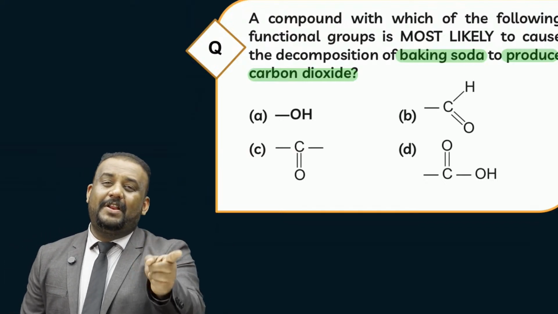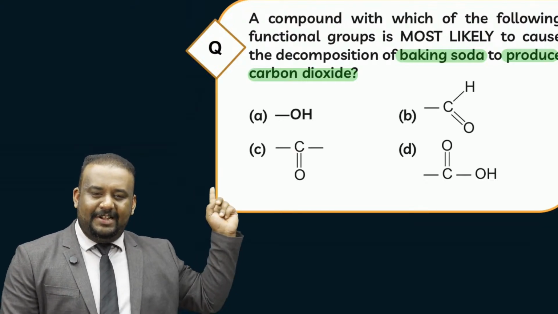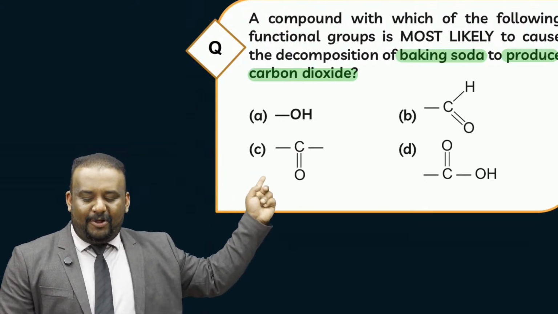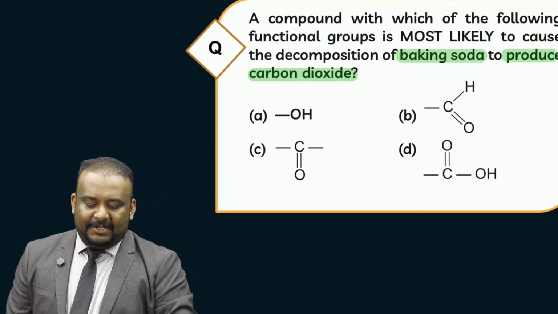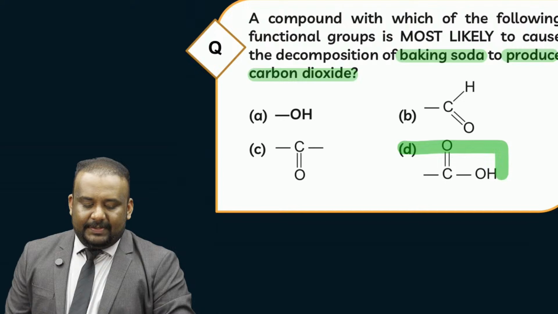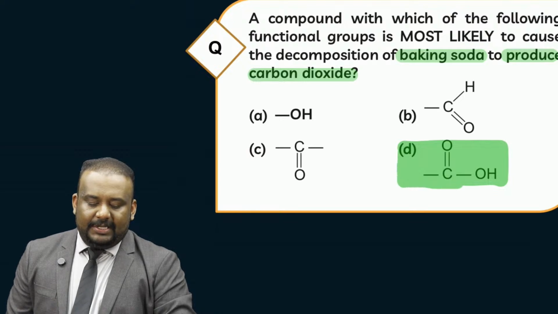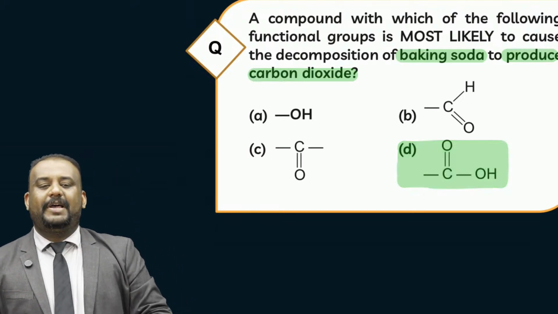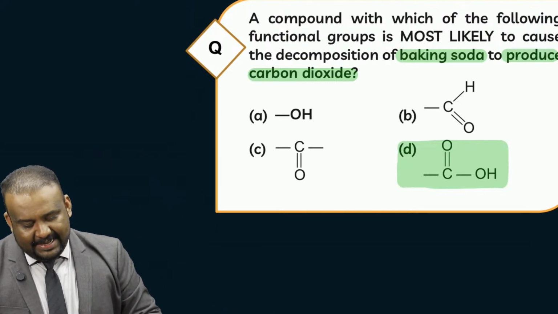Metal bicarbonate will react only with acids. Which is the functional group which is an acid? Among the 4 options, which is the functional group which is an acid? The only functional group is this one, COOH. COOH is called carboxylic acid. Carboxylic acid can react with metal bicarbonate to release carbon dioxide. Isn't it? Yes.